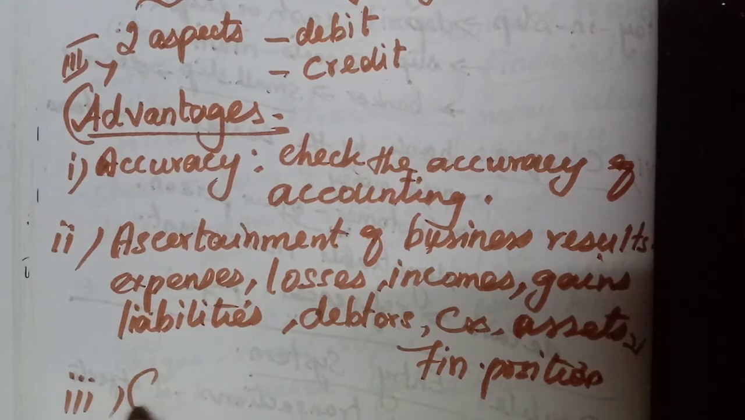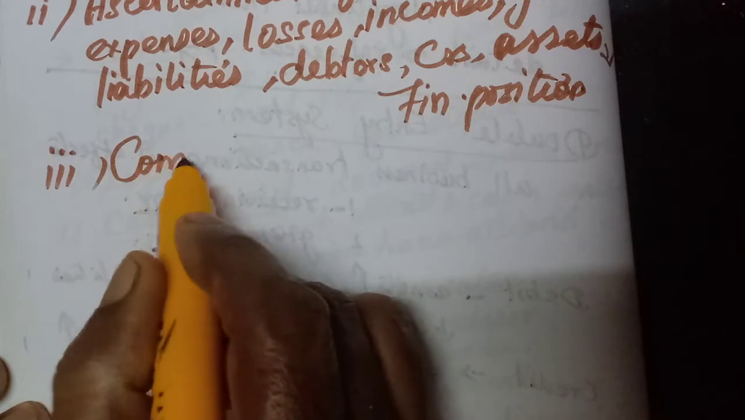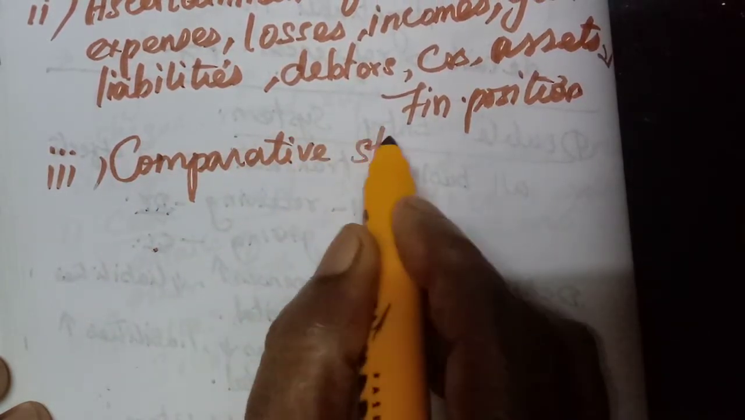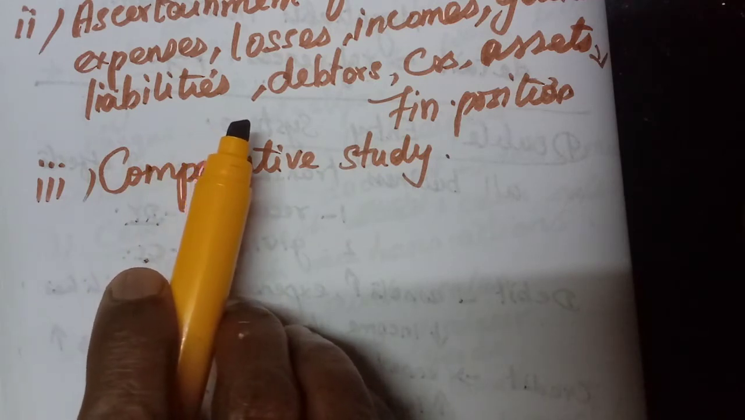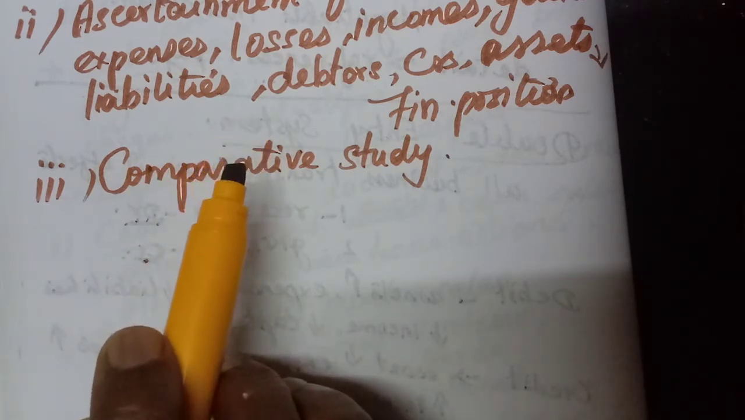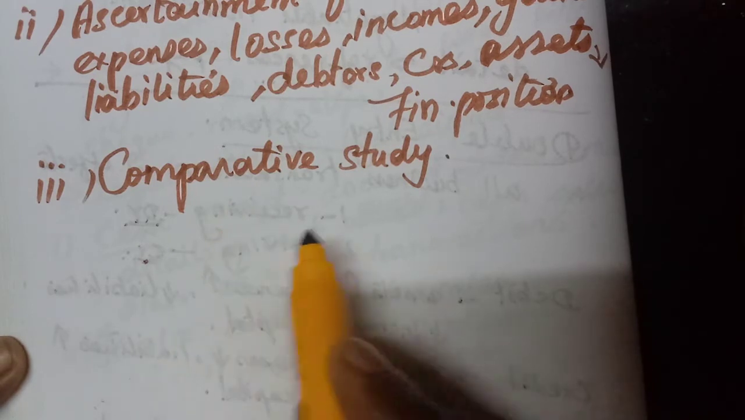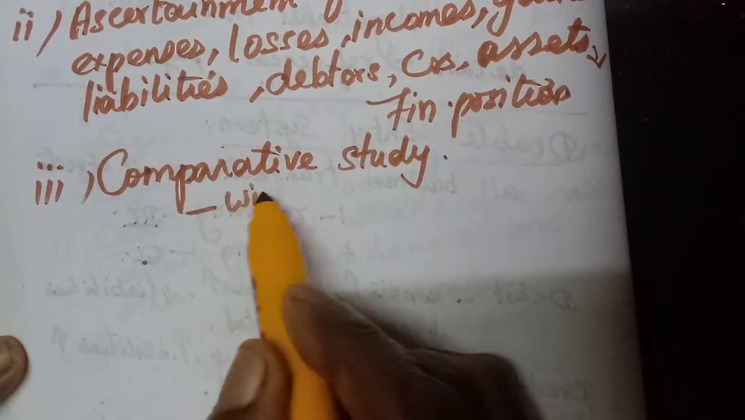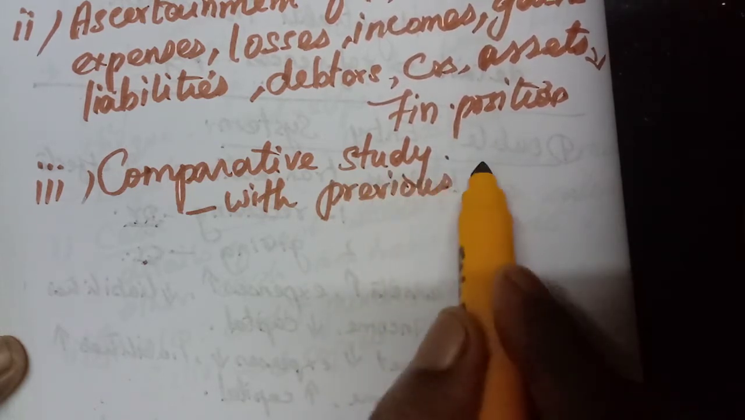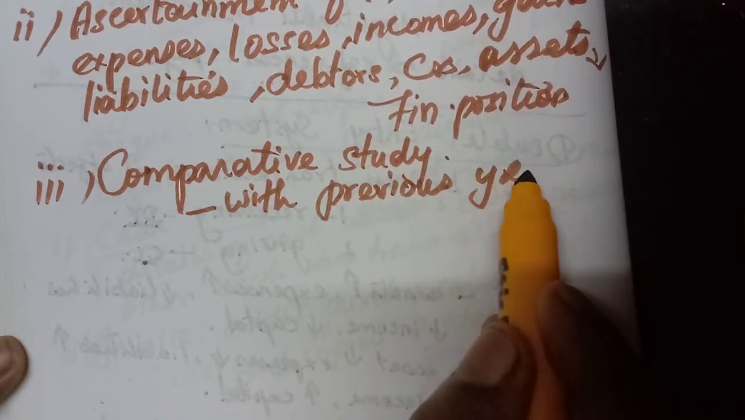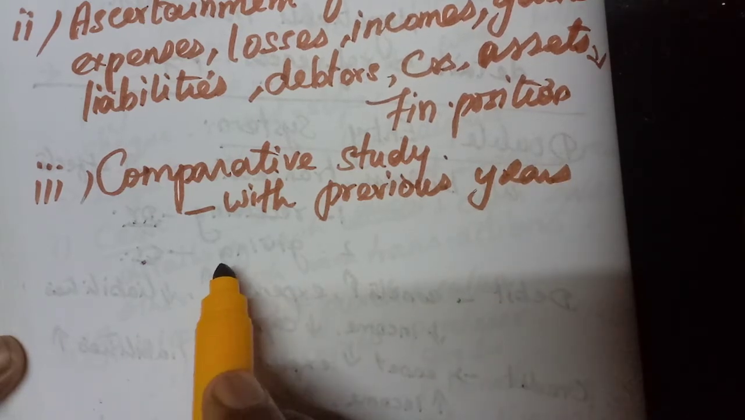Third one, comparative study. We prepare the financial statements. With the help of all the details, we prepare financial statements, that is the final accounts. So these financial statements can be compared with the previous year's financial statements.